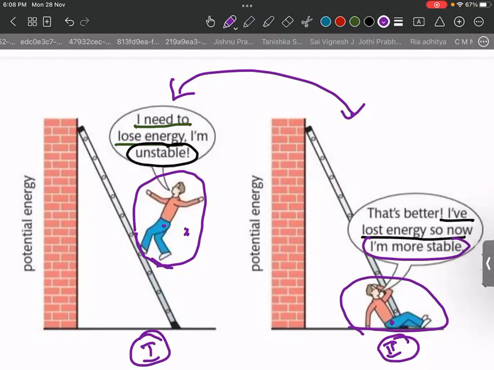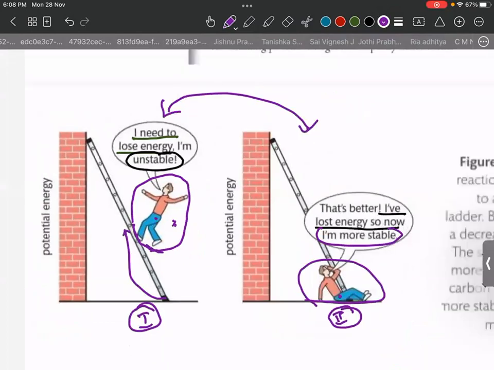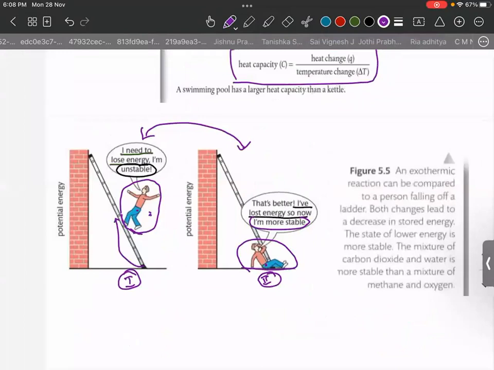So excess sugar level is what they are talking about. In the same way, when a person is simply sitting, nothing is being done, he has lost energy and he is more stable. When this person goes from here to here, he has to have some energy, then only he can walk. So the potential energy is zero, and he is more stable.